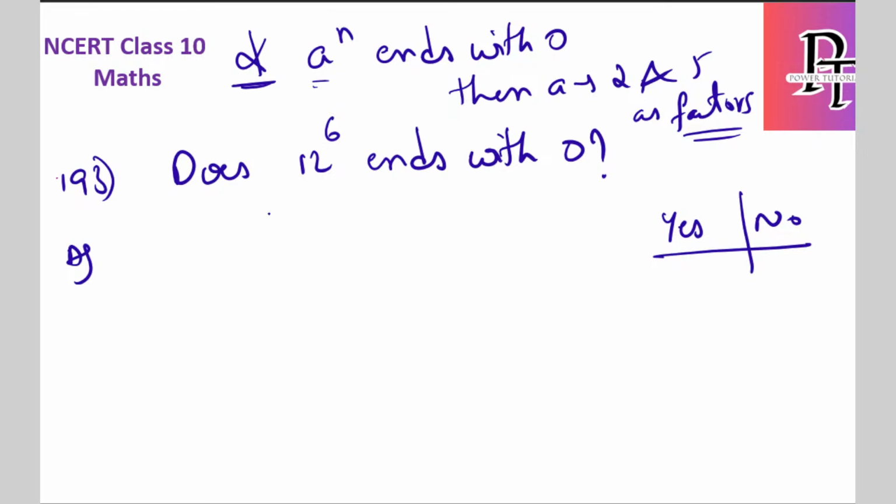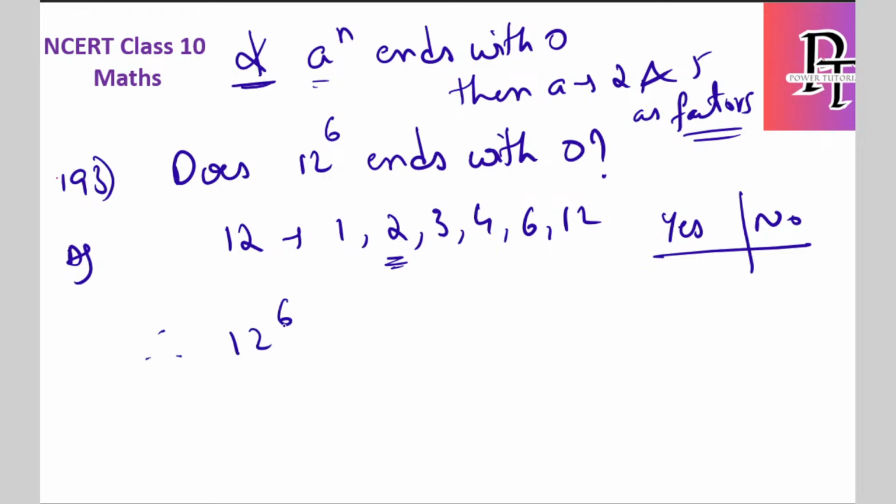So let's find the factors for 12. What are the factors of 12? The factors of 12 are 1, 2, 3, 4, 6 and 12. So here we have 2, but we don't have 5 here. Hence 12 power 6 will not end with 0. Okay, so for any number power anything, if we want it to end with 0, definitely the number should have 2 factors, which are 2 and 5. Okay, let's go to the next one.